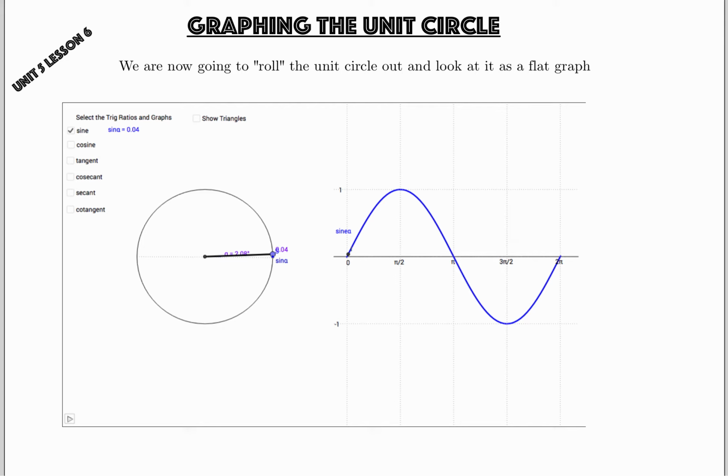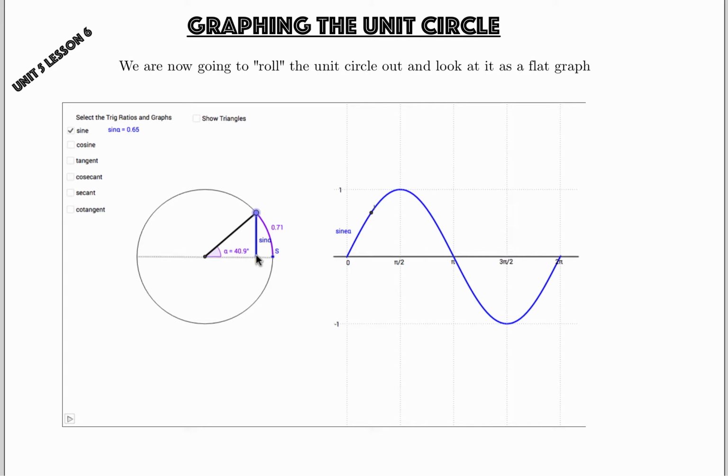We're going to move on to graphing the unit circle on a flat graph, much like when you look at the pictures in your geography books of the world. It's a flattened version of the world. You have the globe, and then they unwrap the globe. So a sine wave. Notice here there's a point, and that point is simply recording the height.